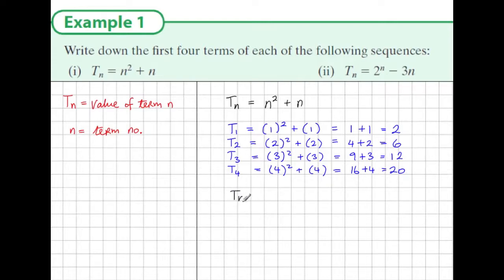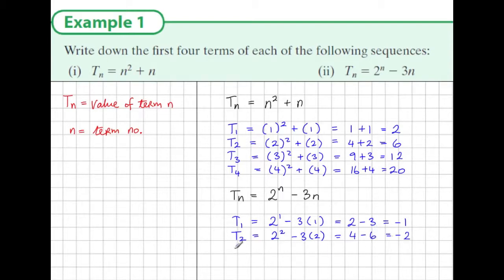Okay, in the second example, the rule is that term n is 2 to the power of n minus 3 times n. So term 1 is 2 to the power of 1 minus 3 times 1, which is 2 minus 3, which is minus 1. Term 2, we sub in 2. This gives us 4 minus 6, which is minus 2.